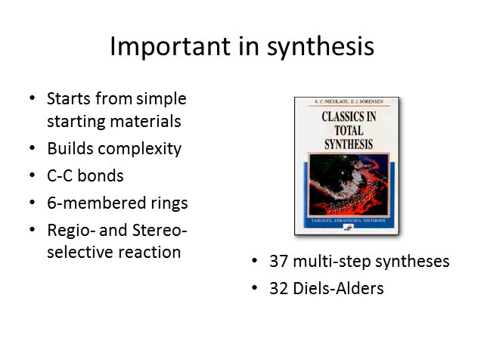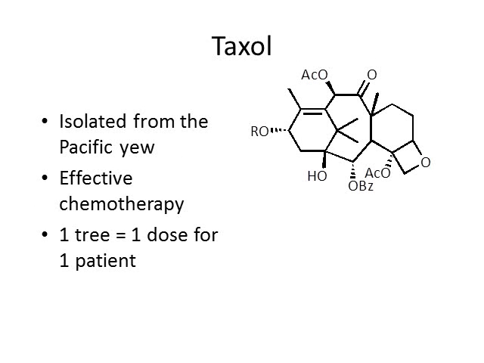Just to give an example, there's this book, Nicolaou's Classics in Total Synthesis. It has 37 different large molecules that are synthesized, and 32 of the syntheses use Diels-Alders. And so this is a commonly used reaction in the synthesis of large molecules. Just to give one example, this is Taxol. It's a drug. It's effective in chemotherapy for certain types of cancers, but unfortunately, it was originally discovered in the bark of the Pacific yew.